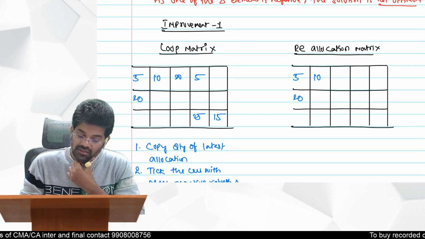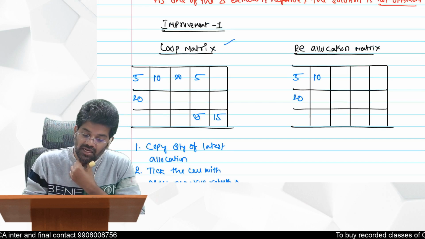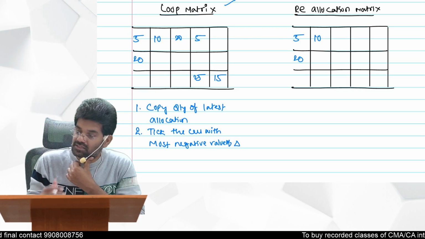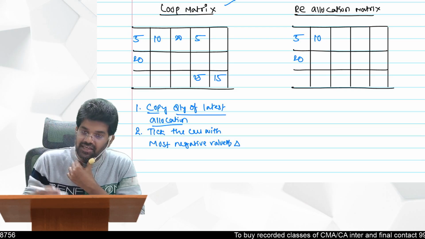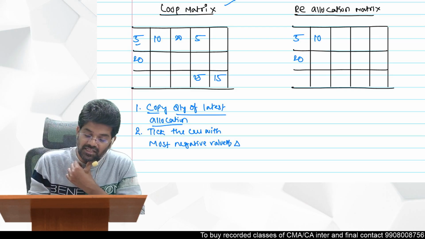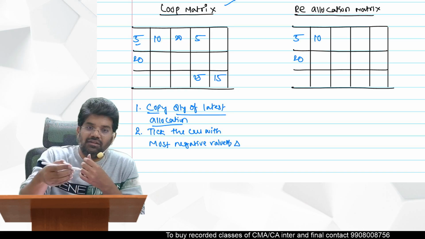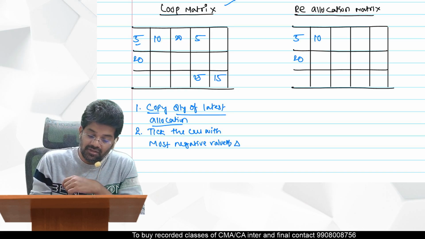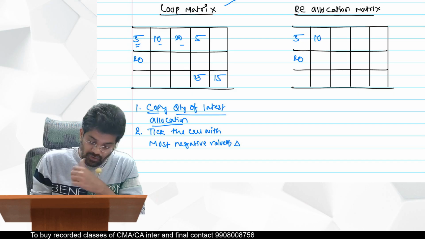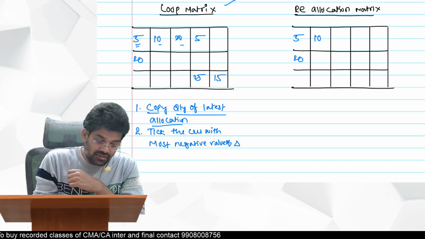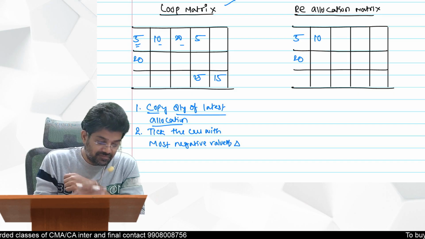Now improvement. So what we need to do is prepare the loop matrix. What is this loop matrix? So these are the steps I am writing. First you copy the quantity of allocation whatever we have. So these are the allocated cells. From this only I got that mistake actually, referring to this one. So these are the allocations now: 5, 10, 20, 5, 20, 25, 15. So these are your allocations.